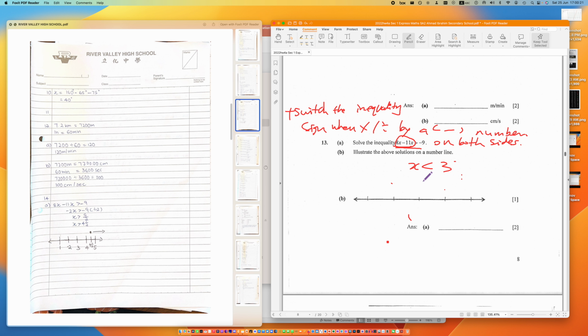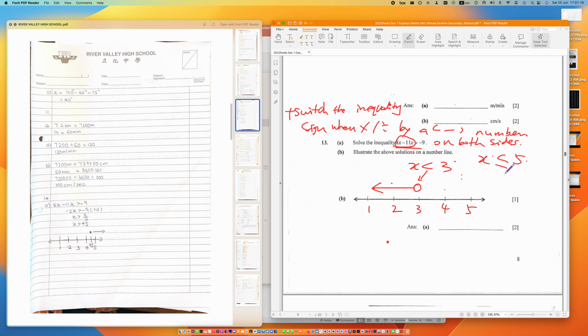So, identify 3 first. Actually you might not need to show 1, 2, 3, but if you show also can. 1, 2, 3, 4, 5. So your 3 is here. First thing first, do you have an equal sign here? No equal sign, so it's hollow. If it's an equal sign, let's say you need to do x smaller than or equal to 5, later I will do that. So there is no equal sign, so it's a hollow. Smaller than 3, left or right? Left. So just point to the left. So this is your x smaller than 3.